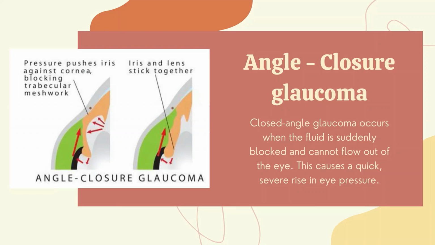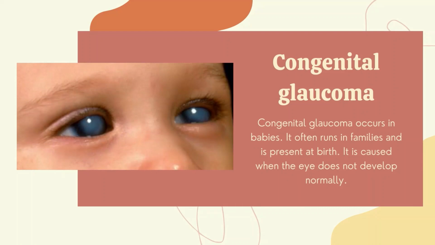Angle closure glaucoma or closed angle glaucoma occurs when the fluid is suddenly blocked and cannot flow out of the eye. This causes a quick, severe rise in eye pressure. Congenital glaucoma. Congenital glaucoma occurs in babies. It often runs in families and is present at birth. It is caused when the eye does not develop normally.